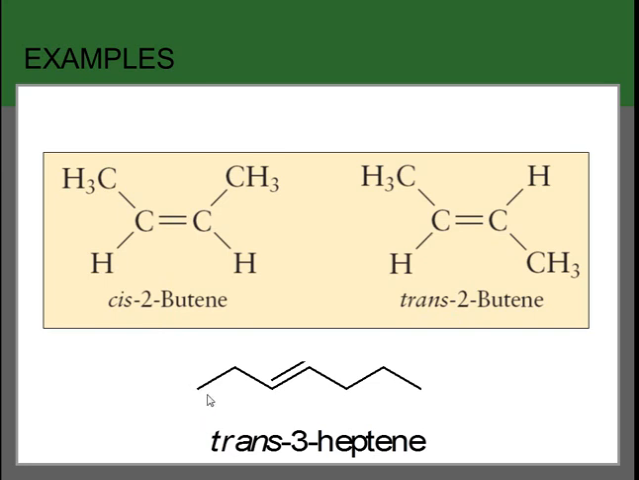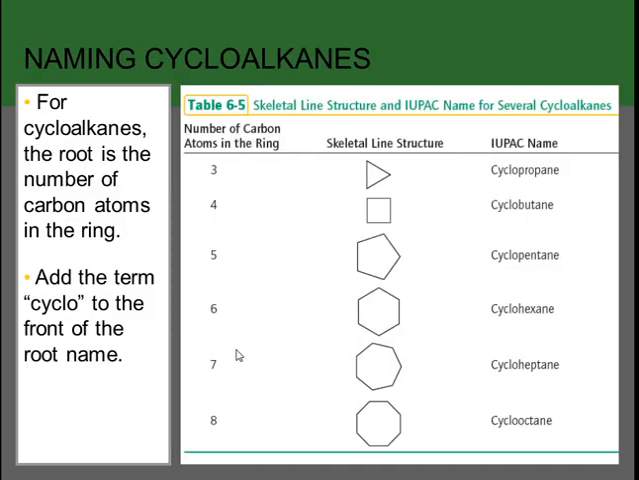Another example, this one has 1, 2, 3, 4, 5, 6, 7 carbons. It's called heptane. We change it to heptene to reflect that there is a double bond present. We start numbering from the end nearest the double bond, 1, 2, 3, and we call it 3-heptene, telling us that the double bond is off of the 3 carbon. This is the trans version of 3-heptene: an imaginary line parallel to the double bond, heavy group on one side, heavy group on the other side, so trans-3-heptene. Here's the numbering for the heptene.